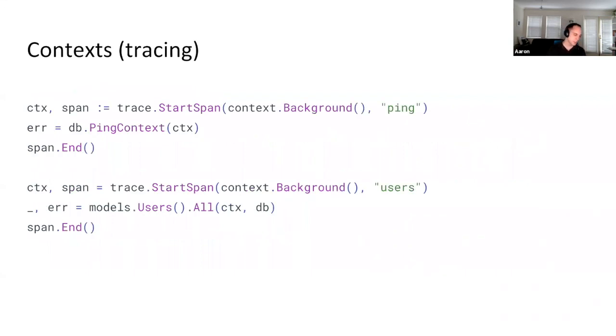The rest of the code looks like this. I call trace.startSpan and give it a name, and then I just end the span when I'm done calling whatever it was that I was going to do. The context that comes back from trace.startSpan, I use in all my database calls, and that's how I introspect this stuff. I do the same thing for the models.users.all call.